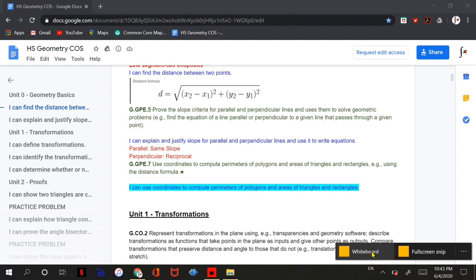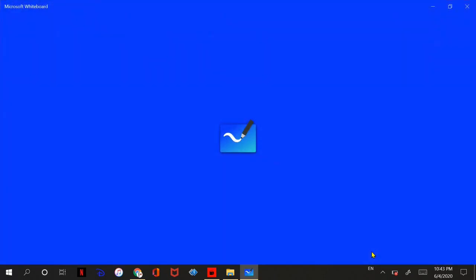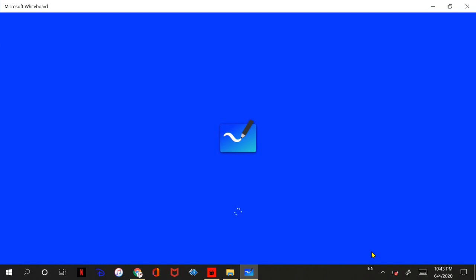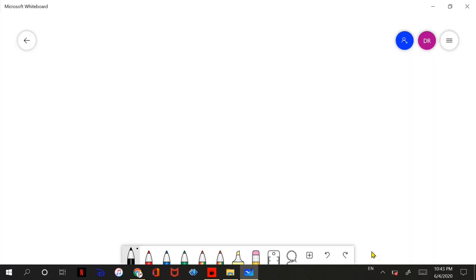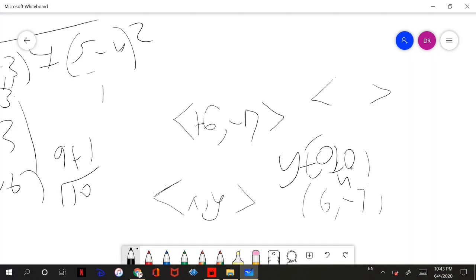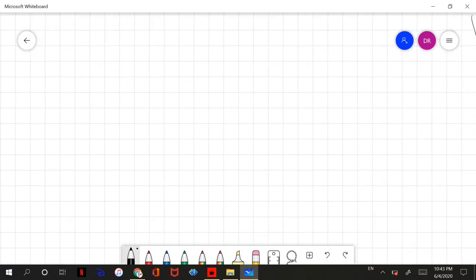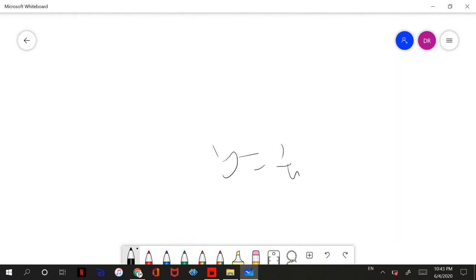So let's say, for example, y is equal to 1 over 4x plus 5. So for a line that is parallel, the slope would be 1/4. For a line that was perpendicular to this, it would be the opposite sign, and then the numerator and denominator flipped, and so this would be it.